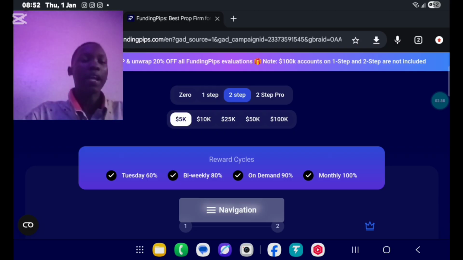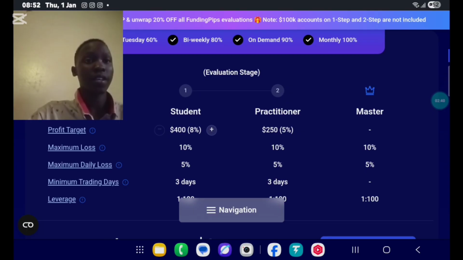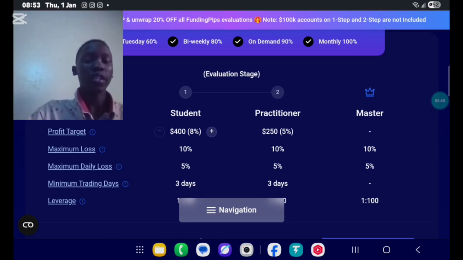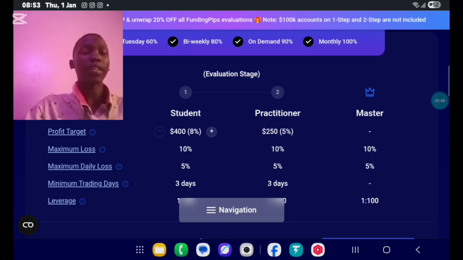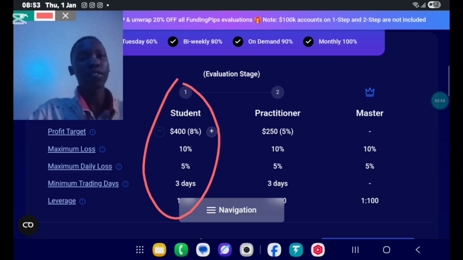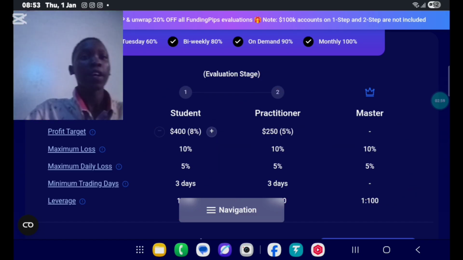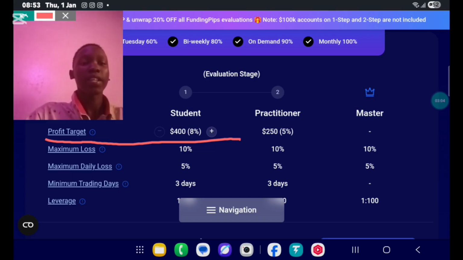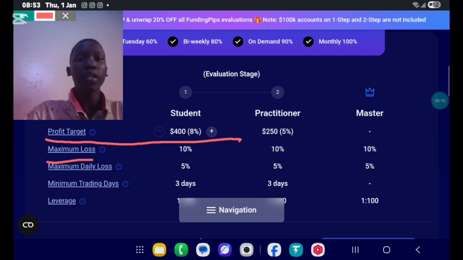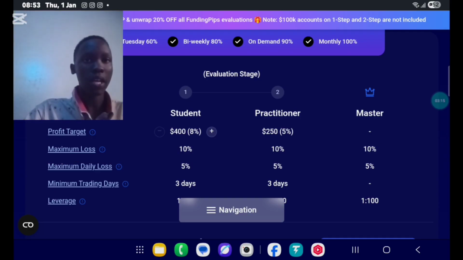Let's assume you want to buy a 5k funded account from funded pips. In order for you to get the 5k funded account to be yours, there are these rules, as I said earlier. In phase one, phase two, then here is the master account. In phase one, the profit target you have to make is about $400, which is 8%. Then the maximum loss: once you lose that 10%, you lose the whole account.